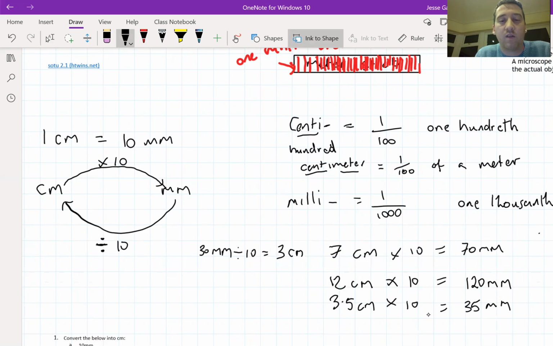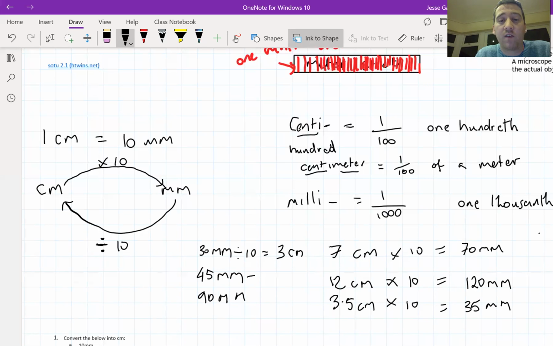All right, you do these 2 for me, please. Pause the video and do both of these now. So you've got 45 millimeters and you've got 90 millimeters. Do them for me now, please. Pause the video. Okay, so you should only be watching if you have completed them now.